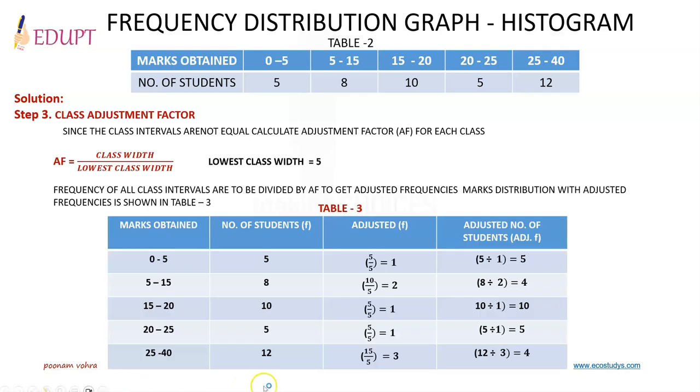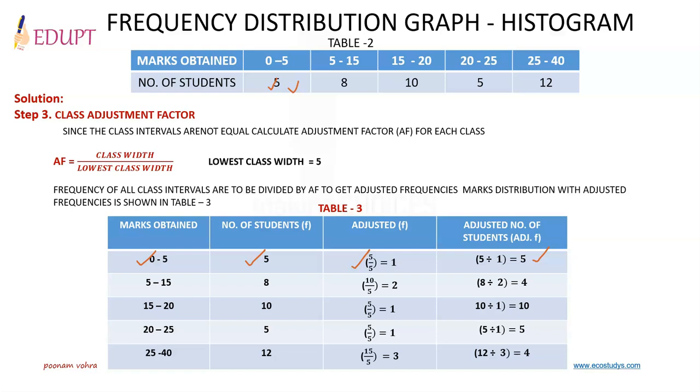See, marks obtained are 0 to 5, number of students is 5 as given. Adjustment is class width divided by lowest class width. Class width is 5, lowest class width is also 5. So it is 5 by 5, which is 1. Then the adjusted number of students, that is adjusted frequency, would be 5 divided by 1, which is 5.